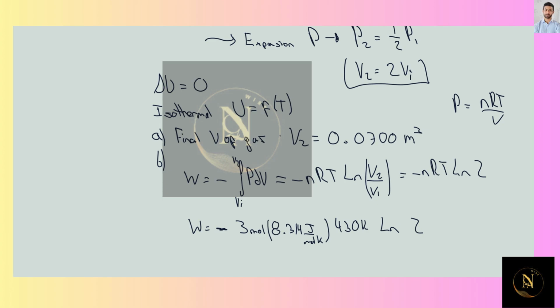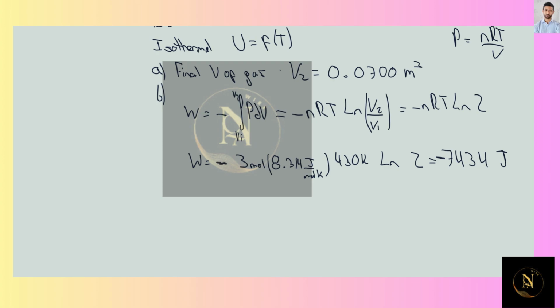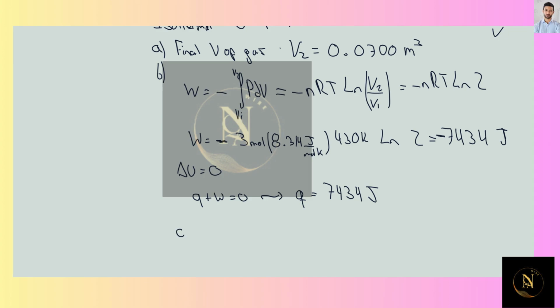So we end up with 7,434 joules of work with a negative sign in front of it. Since delta U is equal to 0, that means that Q plus W equals 0. So the heat for this process would correspond to 7,434 joules. Okay, so we have found the work done in part B, and for part C, we need to find the change of entropy.